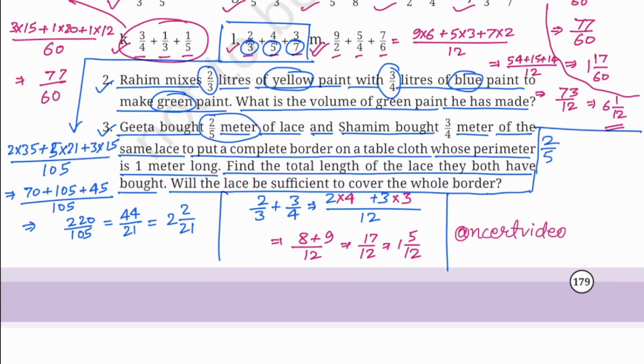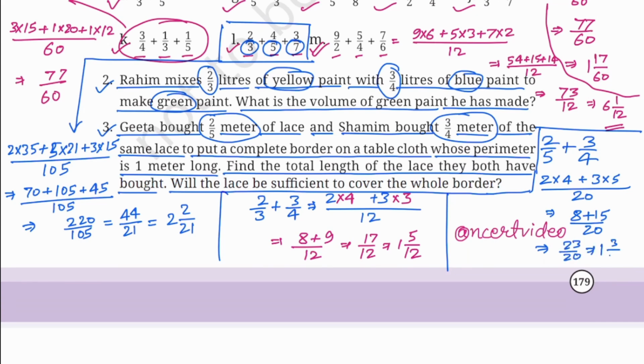2 upon 5 plus 3 upon 4. Common multiple of 5 and 4 is 20. 2 multiplied to 4 and 3 multiplied to 5. The answer is 1 whole 3 upon 20, which is greater than 1. Thus, you can say the lace length is sufficient to cover the whole border.